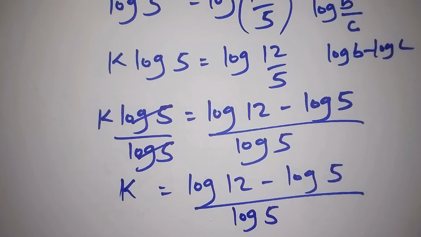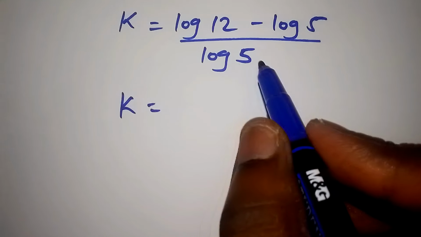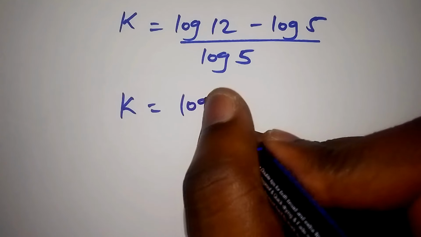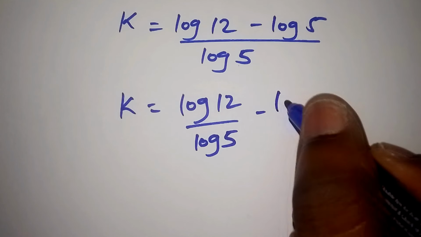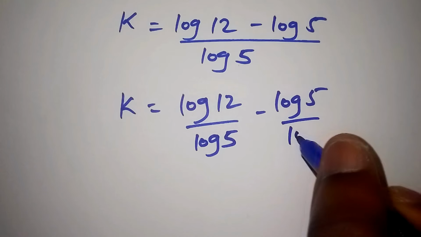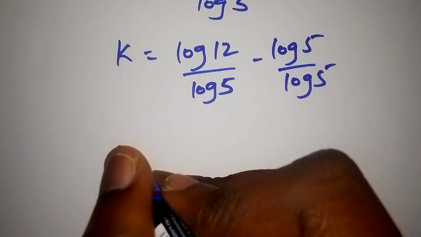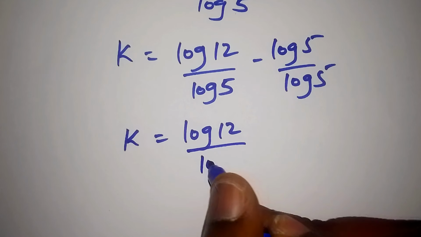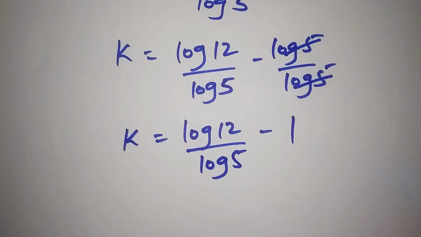Next, we shall use log 5 to divide both log 12 and log 5. So now we have the log of 12 all over the log of 5, minus the log of 5 all over the log of 5. We shall cancel the ones that are the same. So now k is equal to the log of 12 all over the log of 5, minus, since log 5 and log 5 cancel, we remain with 1.